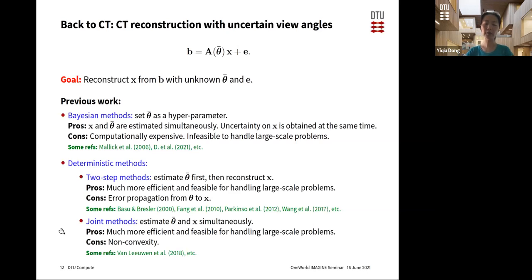To avoid error propagation, there is another kind that we call the joint method. So basically we estimate theta and X simultaneously. The good point here is, of course, we avoid error propagation, and it is still efficient and can handle large scale problems. But the limitation is that now the problem becomes nonlinear and non-convex. Then the result would depend on the initialization and on the numerical method.